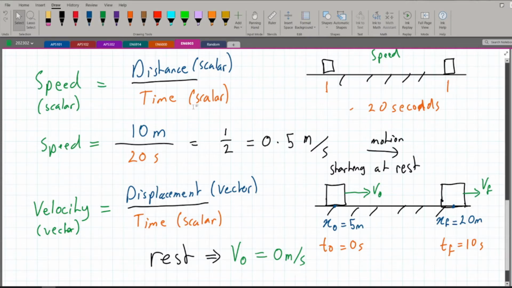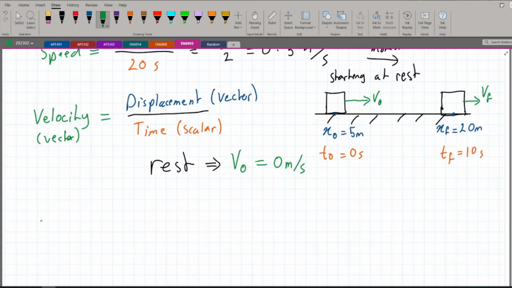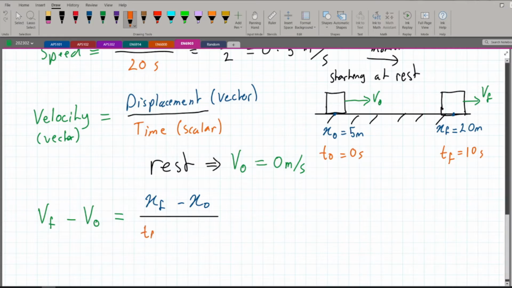So now we can find our final velocity. And how are we going to do that? So the equation basically will be V final minus V0 is equal to the displacement initially, or the final displacement, I mean, minus the initial displacement divided by the final time minus the initial time. Okay? If you notice here, we can cancel out a lot of these things. Why? Because they're equal to 0.